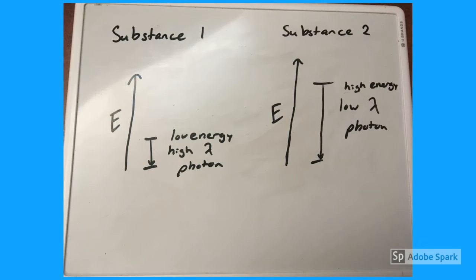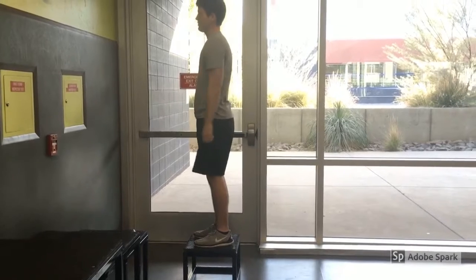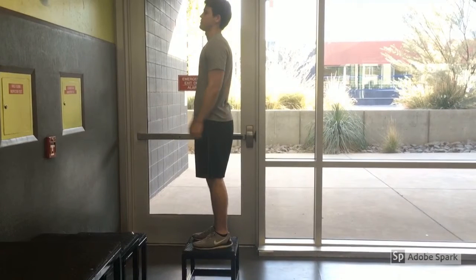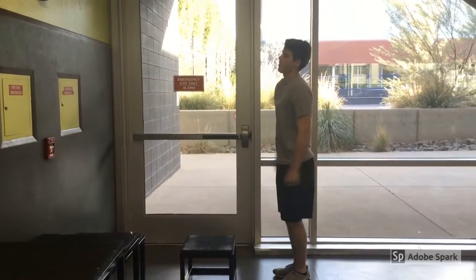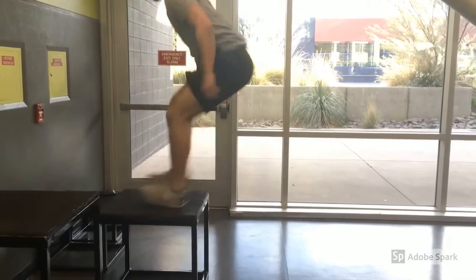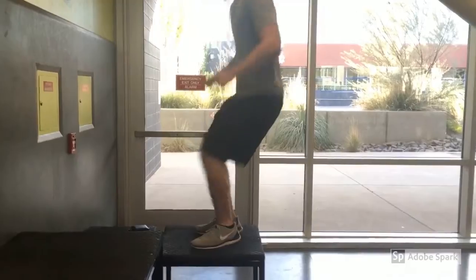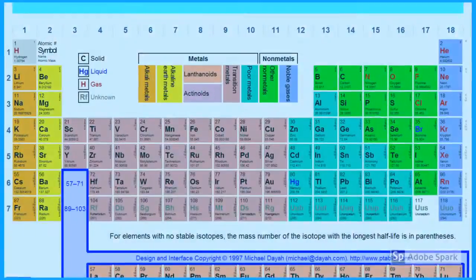An analogy to this would be box jumps. An electron that absorbs a low-energy photon will be excited to an energy level of lower potential energy, just as jumping to a shorter, lower box requires less energy. The photon released will have a large wavelength and low energy. An electron that absorbs a higher energy photon will be excited to an energy level of higher potential energy, just as jumping to a higher box requires more energy. The photon released will have a low wavelength and high energy.